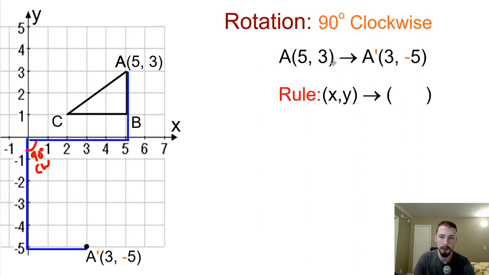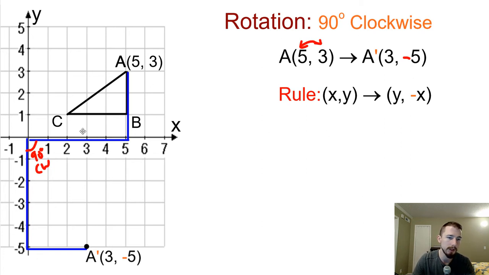So you might notice the pattern here. What we're actually doing is we're switching the order of the x and the y. So 5 and 3 is now 3 and 5. And then we make the second one negative, and that's our rule. So in order to rotate any point 90 degrees clockwise, we switch the order of the x and the y, and we make the second one opposite. So it's y, negative x. Started out x and y, now it's going to be y and negative x.